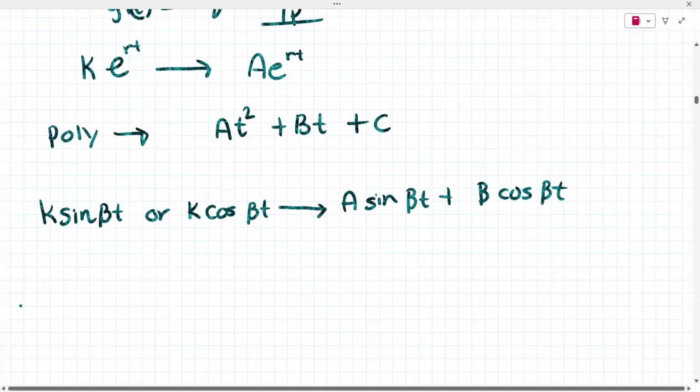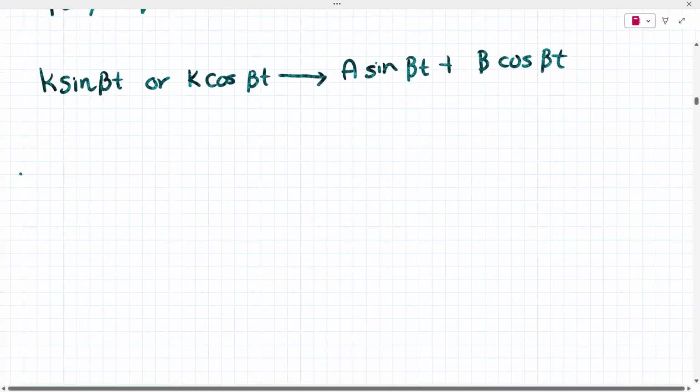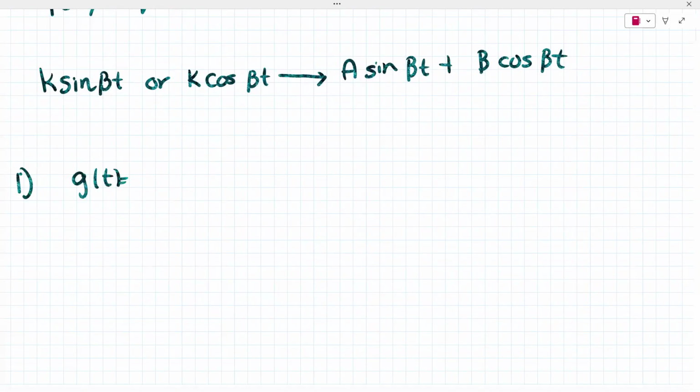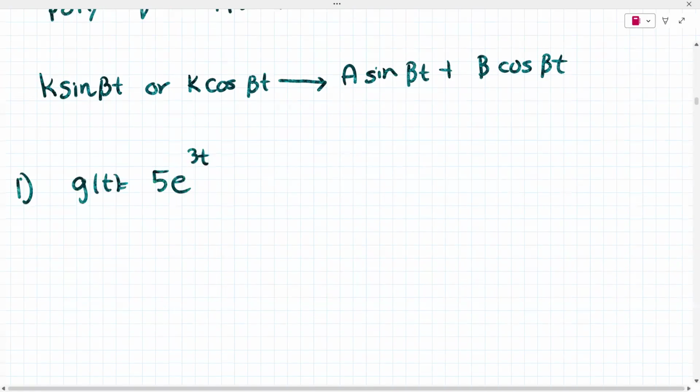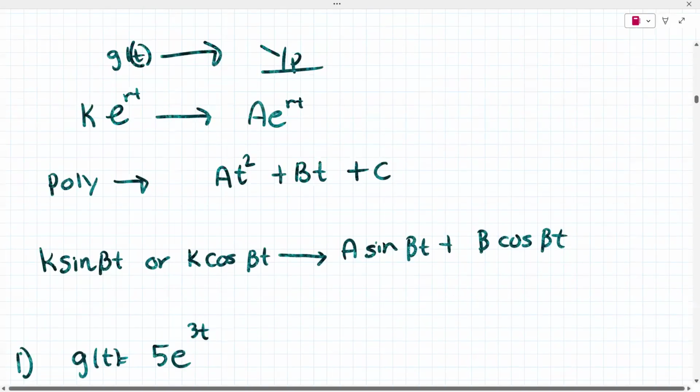Okay, so let's try example one. Let's say we had g of t equals 5e to the 3t. So that would be this rule, right? Our g of t is a constant times e raised to the rt.